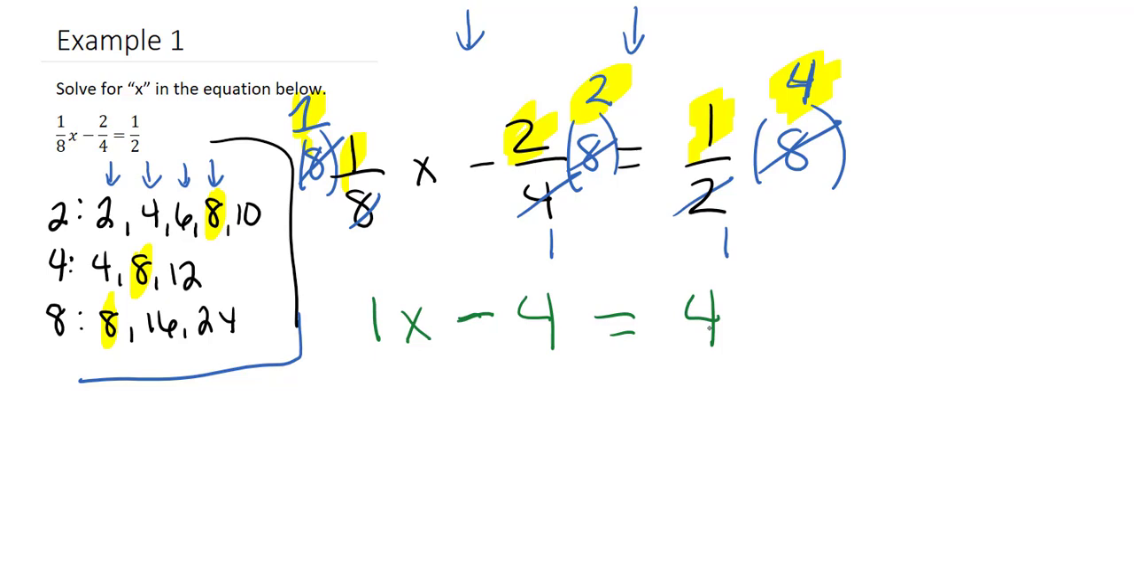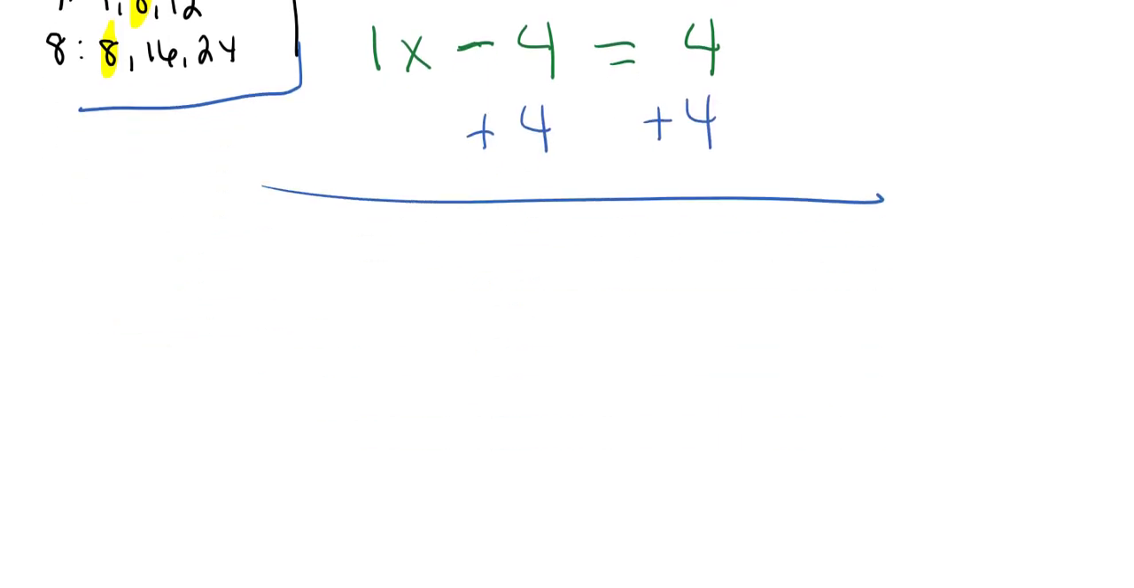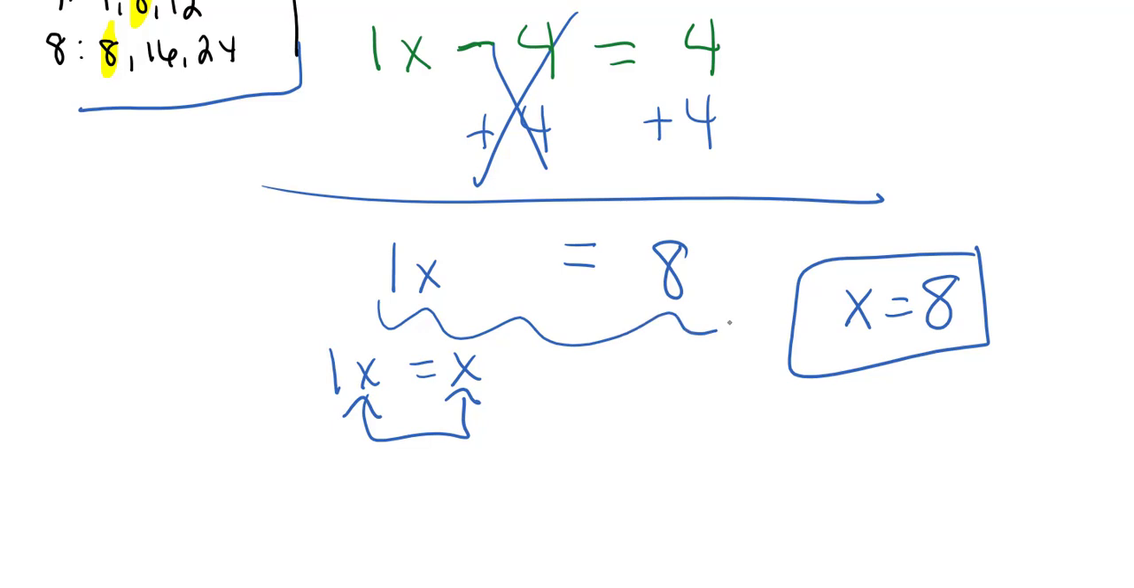Now we need to get x by itself. So all we need to do is add 4 to both sides. Then we have 1x. This is just zeros. We don't even need to write it. 4 plus 4 is 8. So what is x? x is equal to 8. 1x is equal to 8. It doesn't change. If this is 1x, this is x, these are the same. So this would also be your answer right here.